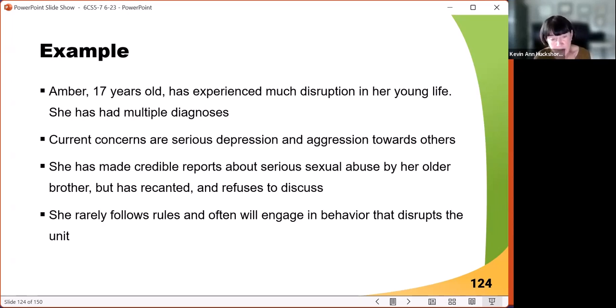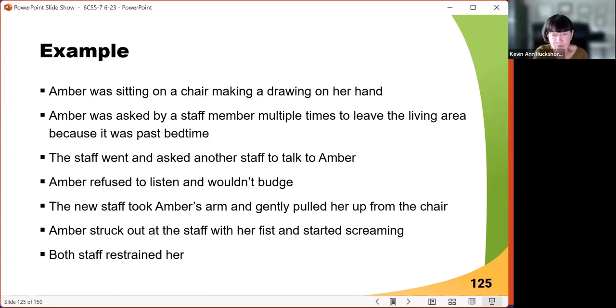She had real trouble following the rules and would often disrupt the unit through a variety of behaviors. That day, she was sitting on a chair. She was drawing on her hand. It was evening. She was asked multiple times to leave the living area because it was past her bedtime. She ignored the staff member. So the staff went and asked another staff to come talk to Amber because she thought she might have better luck. The other staff came over. Amber refused to listen. She wouldn't budge. The new staff person took Amber's arm to try and gently pull her up from the chair, and she escalated and hit the staff member and started screaming. And so both staff restrained her. Next slide.